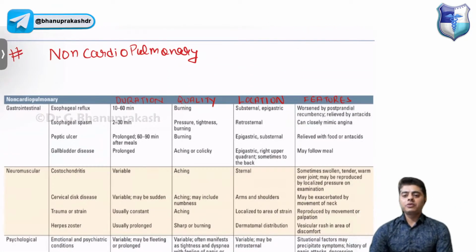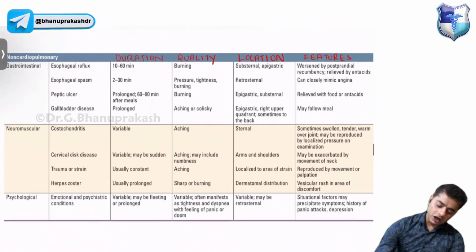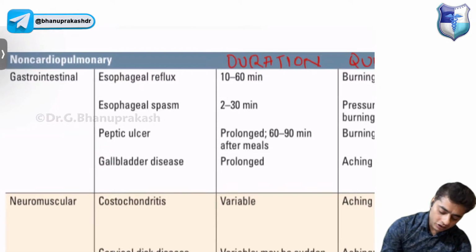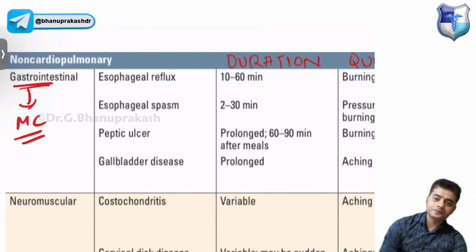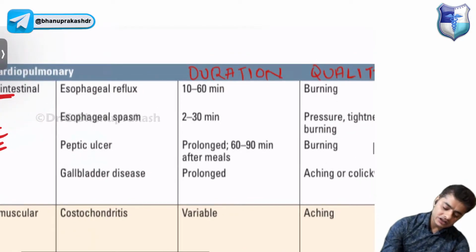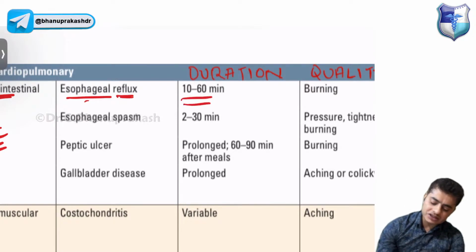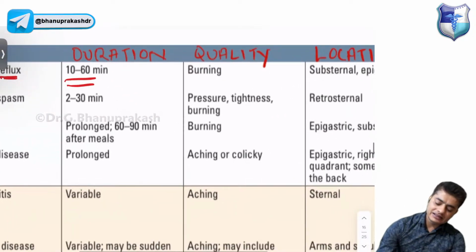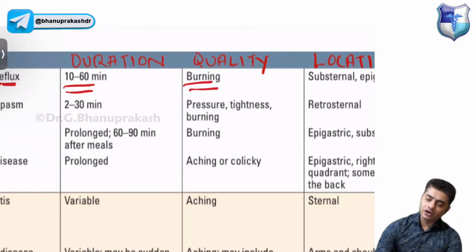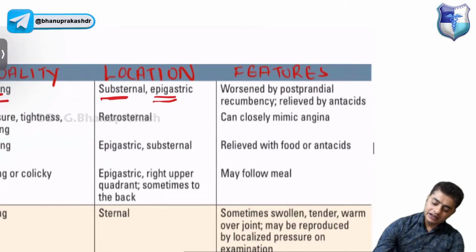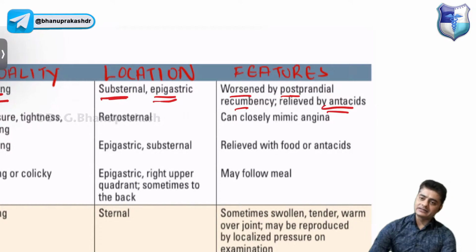Now, after completing our cardiopulmonary section, we will come to our non-cardiopulmonary causes. And we know that non-cardiopulmonary causes are the most common causes, and in that also GI causes are the most common. In GI, first is esophageal reflux disease, that is GERD. Pain duration is generally about 10 to 60 minutes. And the pain is burning, like some acid is coming into your mouth. It is substernal and epigastric. It worsens with postprandial meals and recumbency and is relieved by antacids.